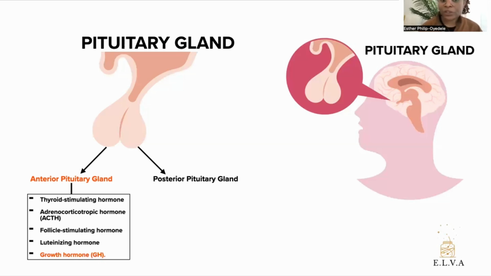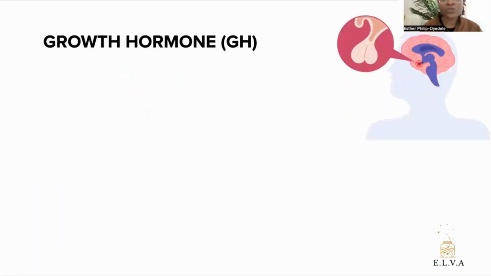Now, for our posterior pituitary gland, just for knowledge purpose, this is what secretes your antidiuretic hormone, also known as vasopressin. It also secretes your oxytocin. We're going to be talking about that in our next video, when we talk about diabetes insipidus and SIADH, that has to do with your antidiuretic hormone. So back to our focus for today, which is the growth hormone. We're just going to call it GH for short. But just so you know, it's also called somatropin. That's another name for it.